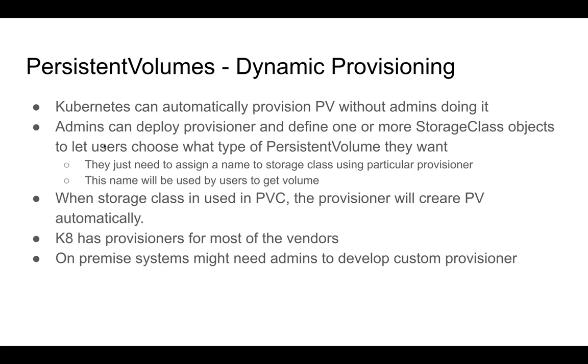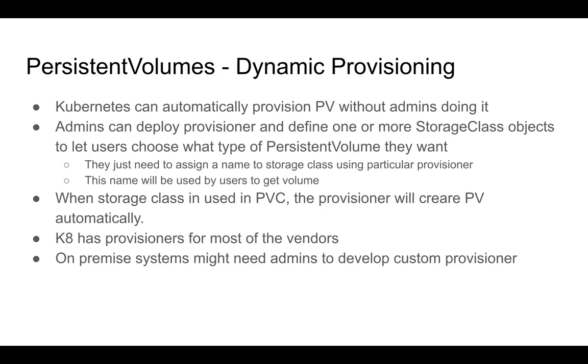And that's where, remember, in the storage class, we left it blank, and I said we'll discuss it later. So we'll see we use storage class for this, and we'll see how it works. Admins can deploy a provisioner and define one or more storage class objects, to let users choose what type of persistent volume they want. They just need to assign a name to the storage class using a particular provisioner. So they can have a storage class for NFS, and another storage class for AWS EBS.